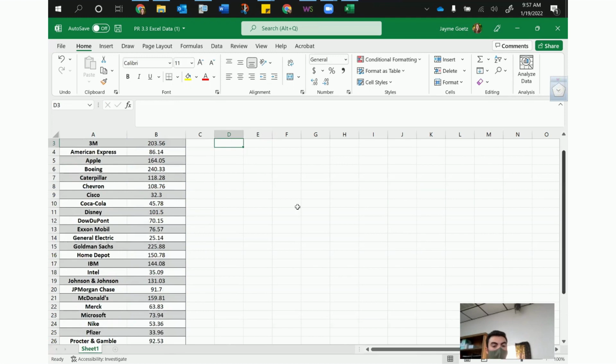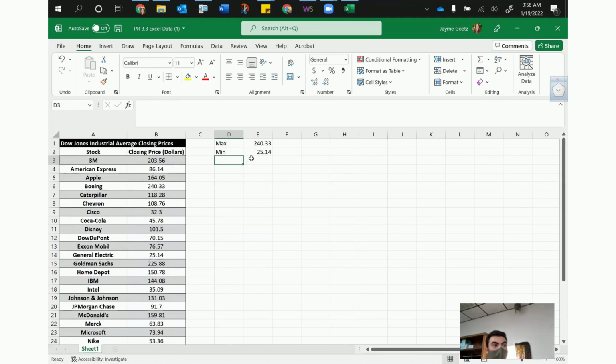And that tells me that my minimum value is 25.14. So this is talking about Dow Jones Industrial Average closing prices. So this has to do with the stock market. And it's asking, what is the average closing price in dollars at the end of the day? The maximum value is $240.33. The minimum value is $25.14.